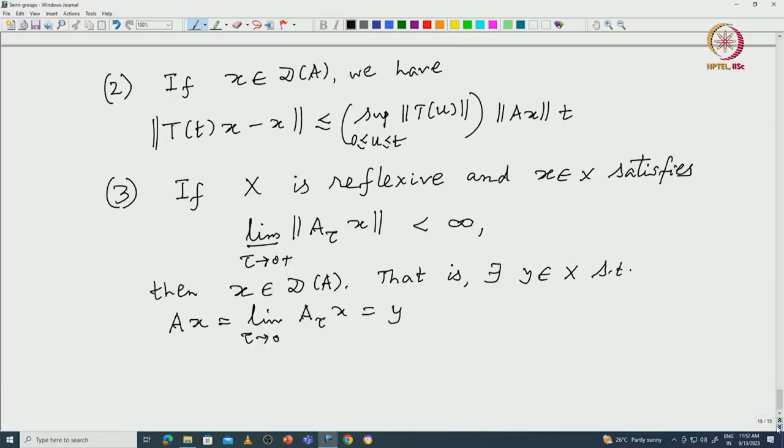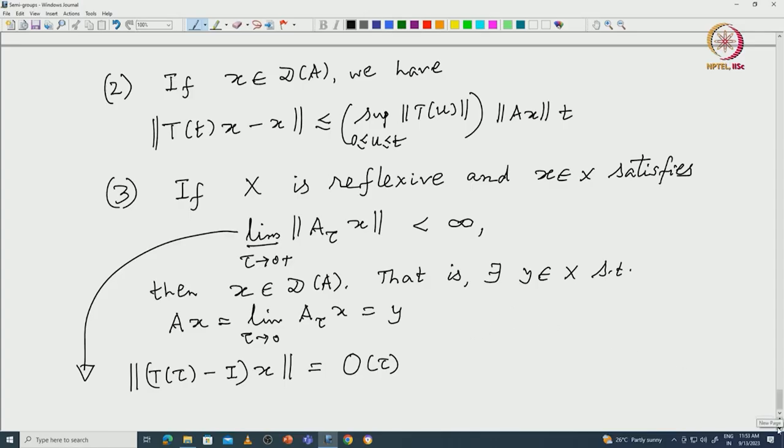Okay, so in other words, this third condition we can rewrite in some sense. So let me just write T of tau minus identity x is O of tau. Okay, so it is bounded by tau. So when you divide by tau and take lim inf as tau tends to 0, it is some finite number. Whereas the first one is little o of tau. Okay, so this is the difference.